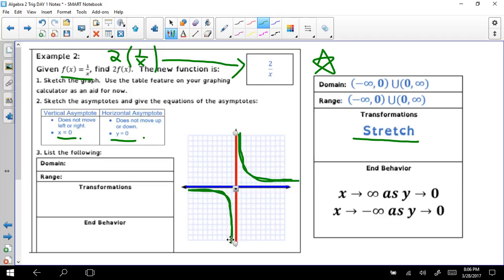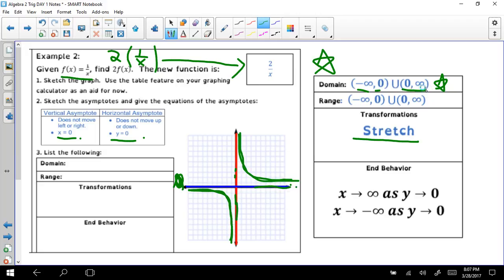Alright, and then let's take a look at the domain, because this is a little bit new notation. If you look at the x values, remember you're looking from the left. So we're going to start off at negative infinity. We're going to stop at this vertical asymptote, so we're stopping at 0. So that's negative infinity to 0. But then we start back up again at 0, and go on forever and ever to positive infinity. So we have that here.